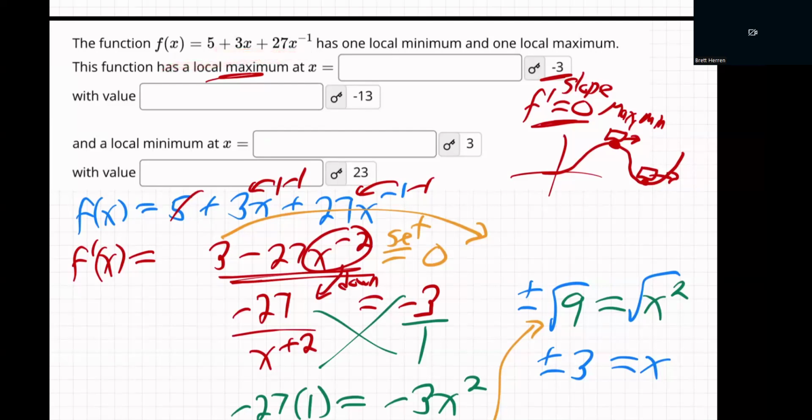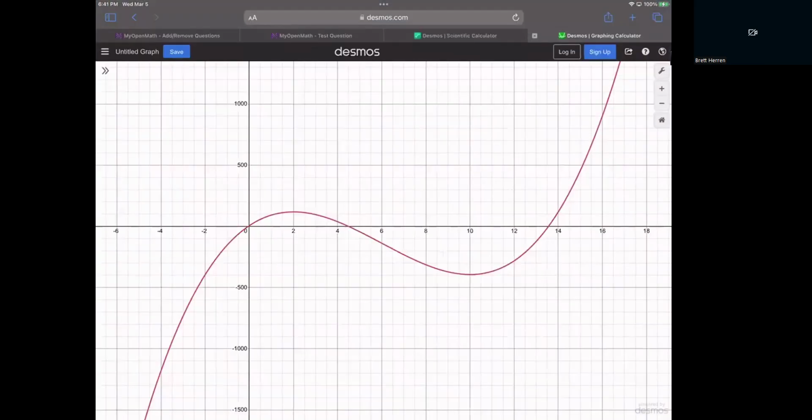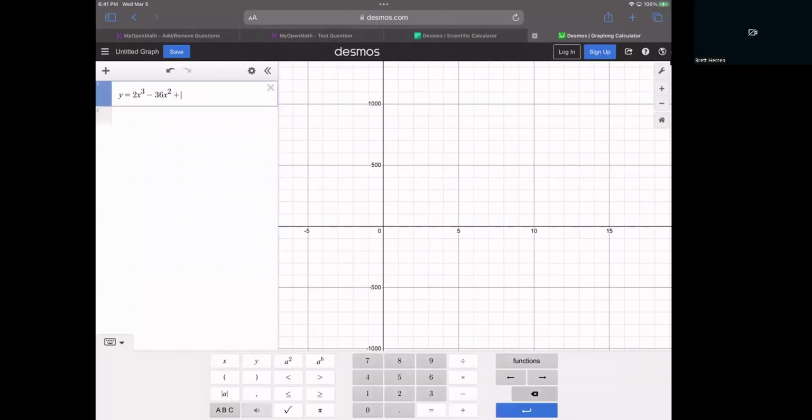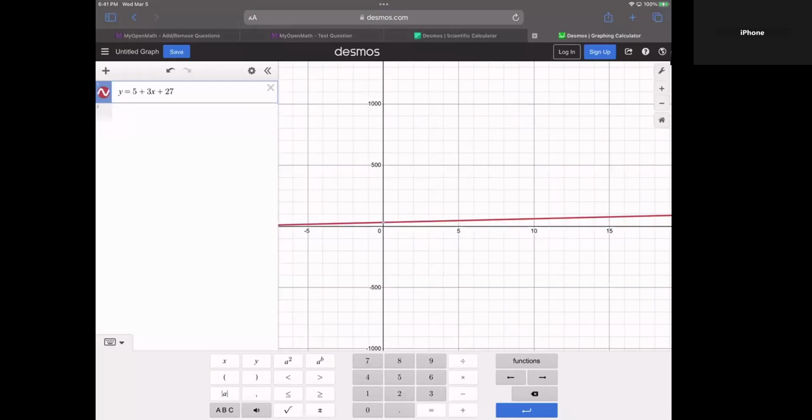Let's plug that into the actual Desmos grapher. So if I go to the actual Desmos grapher, here it is. There's some other function I had on there. Let's erase this one. Put in the new one. What is it? 5 plus 3x plus 27x to the power minus 1. There we go. There's our graph.